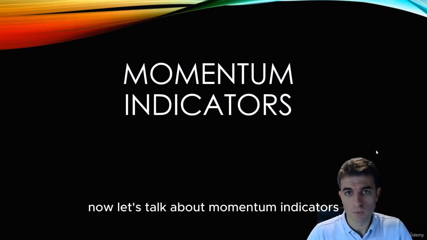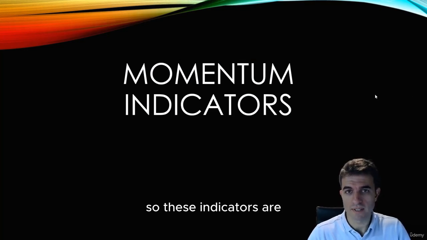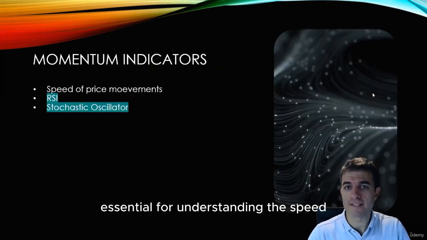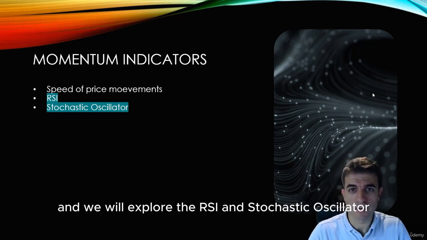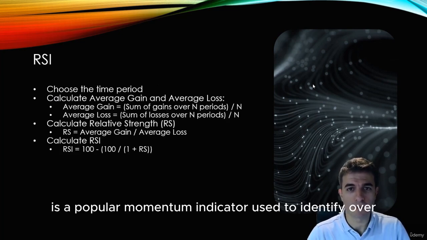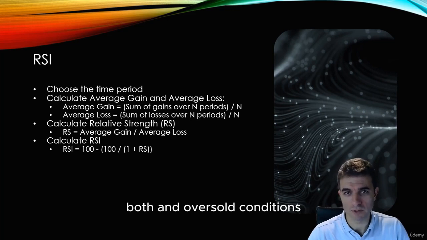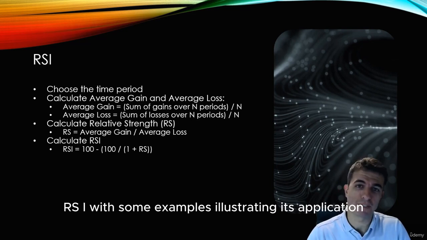Now let's talk about momentum indicators. These indicators are essential for understanding the speed and power of price movements, and we will explore the RSI and stochastic oscillator. The RSI is a popular momentum indicator used to identify overbought and oversold conditions, and we will calculate and interpret RSI with some examples illustrating its application.